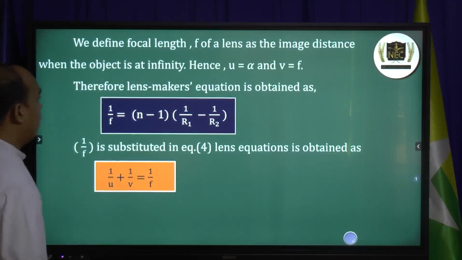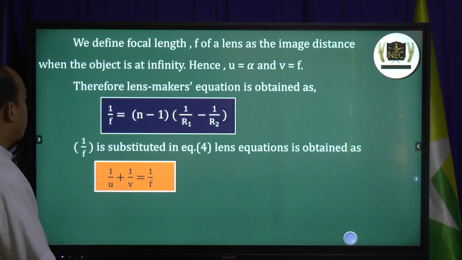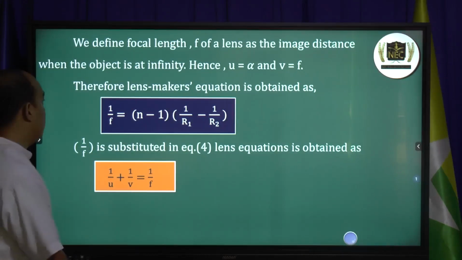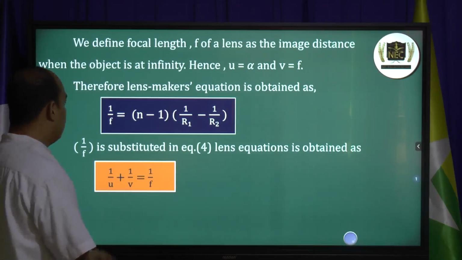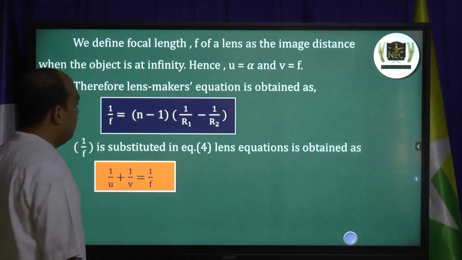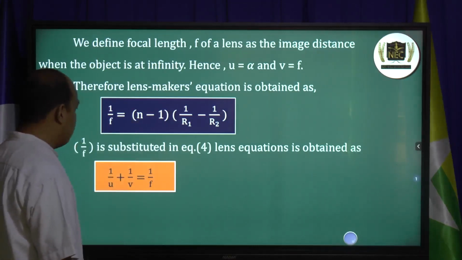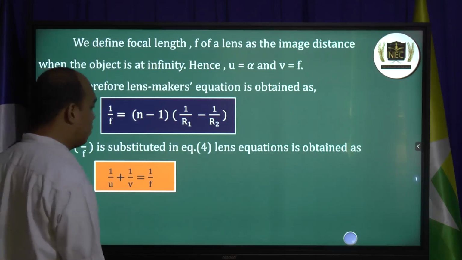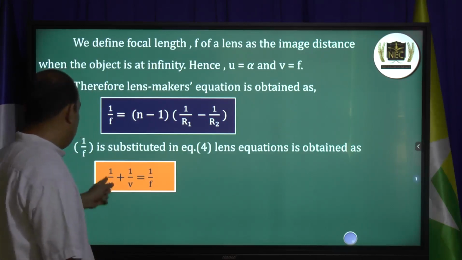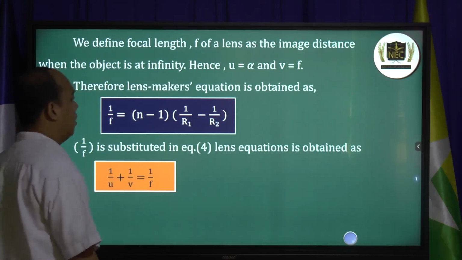We define the formula for image distance when the object is at infinity. Therefore, I'm going to make the equation 1/f = (n − 1) × (1/R1 − 1/R2). Then we substitute this into the equation 1/u + 1/v = 1/f.